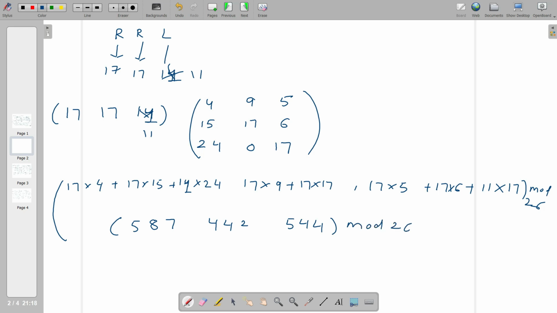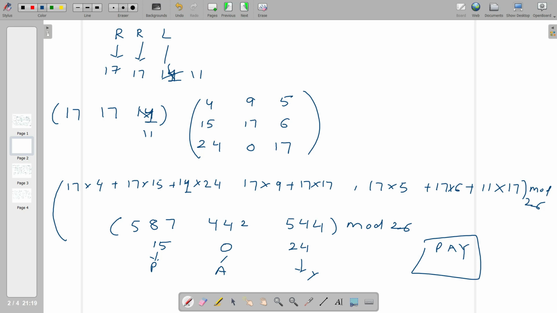So when we divide 587 by 26, the remainder will be 15. For 442, the remainder will be 0. And for 544, the remainder will be 24. So this 15 is P, this 0 is A, and 24 is Y. If you remember, the first word was pay. Similarly, you can verify it for all other ciphertext.